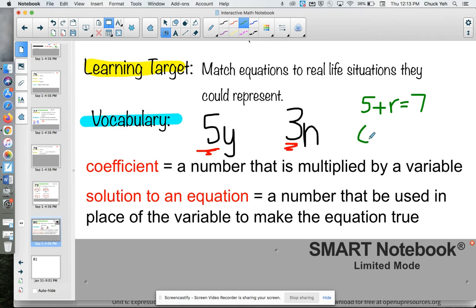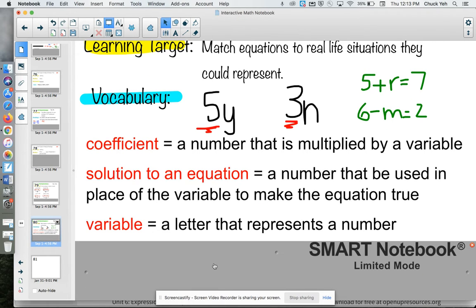If I have 6 minus m equals 2, what does m equal? 4. So 4 would be the solution to the equation. All right? And then lastly, we've talked about this many times, but a variable is a letter that represents a number. Make sure you pause that and then write all this down, and make sure you keep up to date with your table of contents. So now we're going to go to the student task statements.